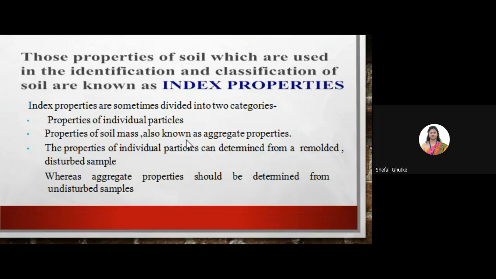The index properties are sometimes divided into two categories. The first one is the property of individual particles, and the second one is the property of a soil mass, also known as aggregate properties. The properties of individual particles can be determined from a remolded, or disturbed, sample, whereas the aggregate properties should be determined from the undisturbed sample.